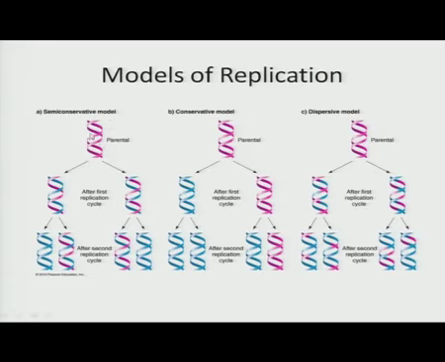You can see this parental DNA, both the strands get separated out and new strands are being synthesized. In the conservative model, this parental DNA will remain as such and it will be copied to make two daughter DNA. And in the dispersive model, the parental DNA will get fragmented and each fragment will be copied to make two daughter DNA.